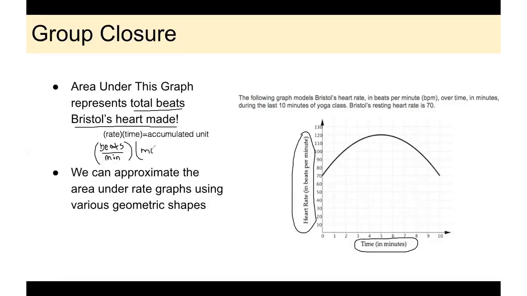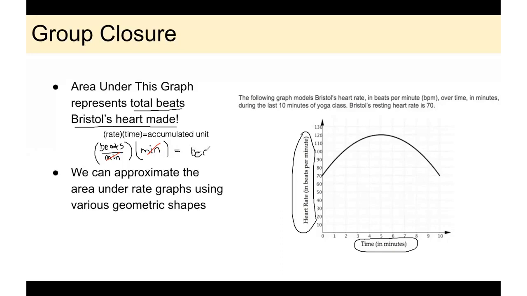Kind of like the same thing as if you're doing a rectangle. The height is your rate, the base is the time. When you set up this multiplication, remember from our big ideas, something cancels out. In this case, minutes are the same, so those cancel out. You're left over with beats. So that's why when you find the area under this curve, it represents total beats.